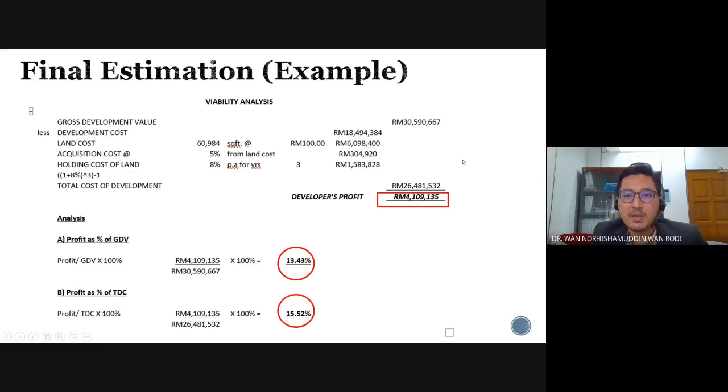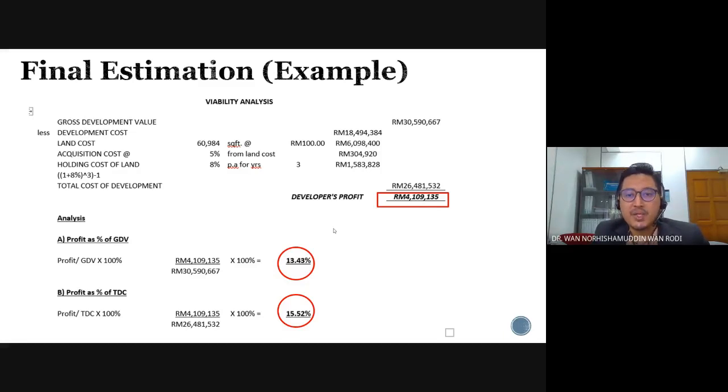So is it a viable investment? Is it a viable project? The next step is the analysis based on profit as a percentage of GDV and profit as a percentage of TDC. So we need to estimate the viability of the project from the return on investment perspective. In this context, the profit as a percentage of GDV is around 13.43%, or 13%, and profit as a percentage of TDC is around 16%.